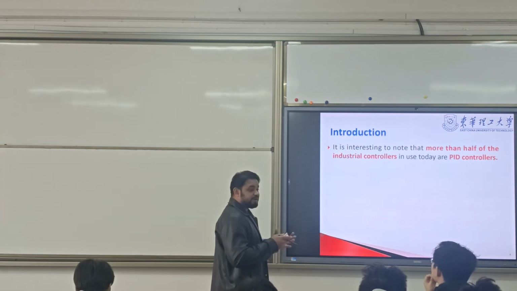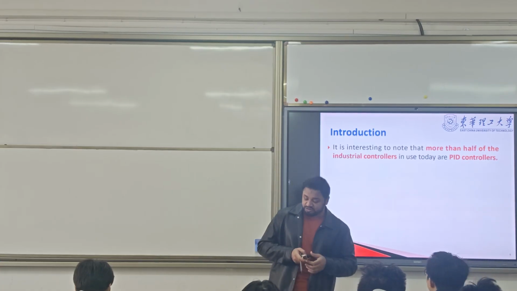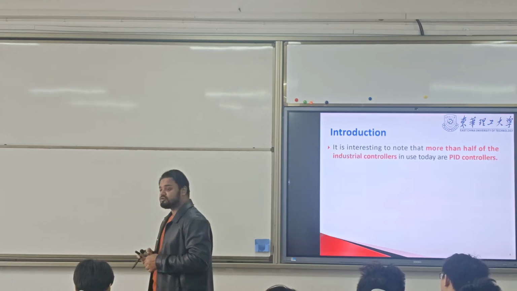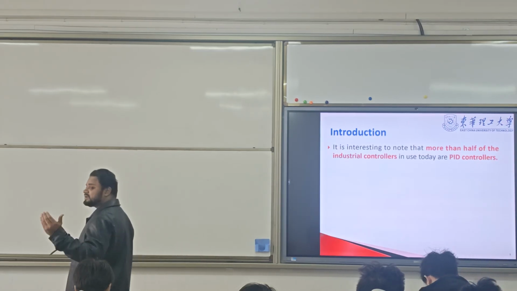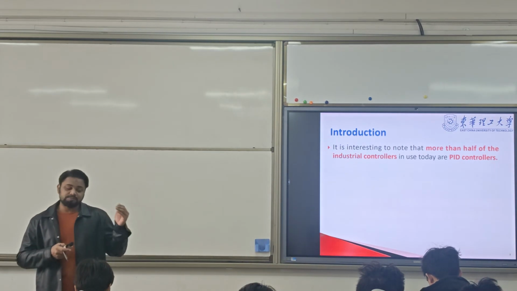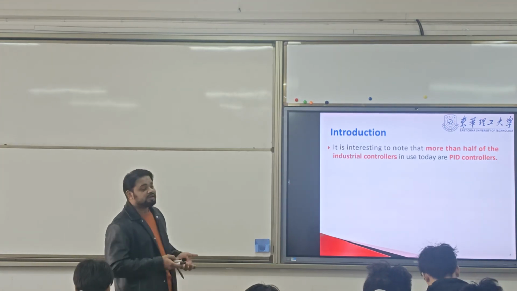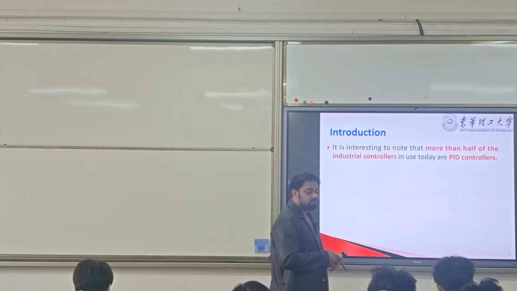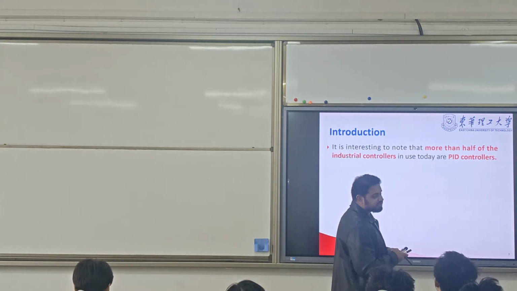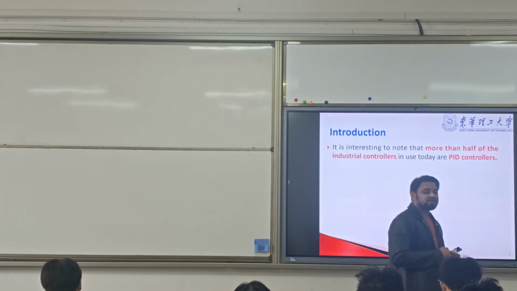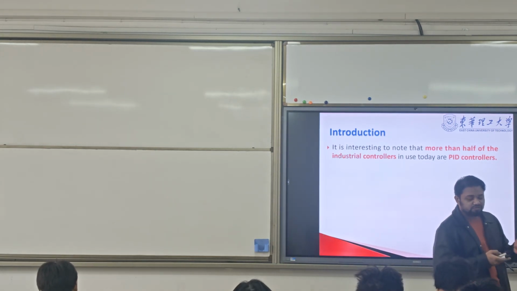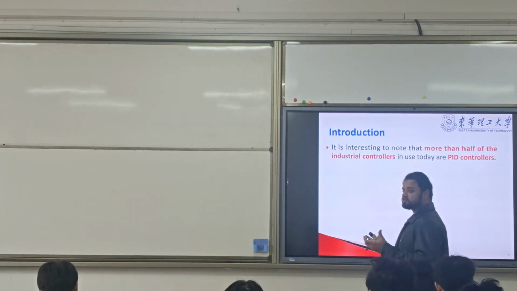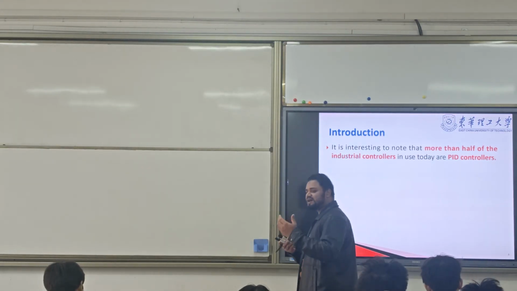In most cases, there are lots of industries. In all the industries, half of the controllers are based on the PID controller. Half means 50% of controllers are PID controllers, because in big industries large machines are operating. Those large machines need to be controlled, and how can it be controlled? By using a controller. So PID control is the common one because it is much more efficient than any other control.